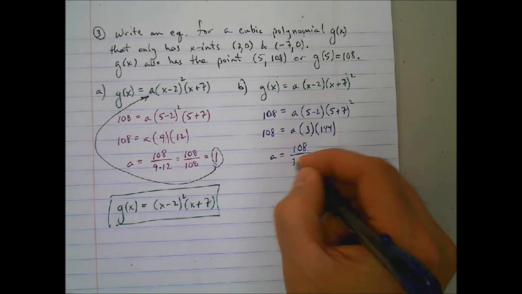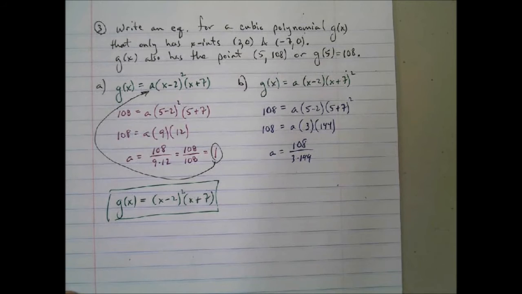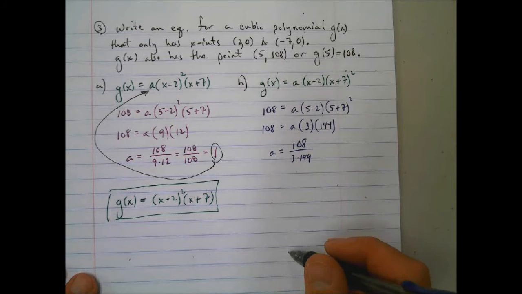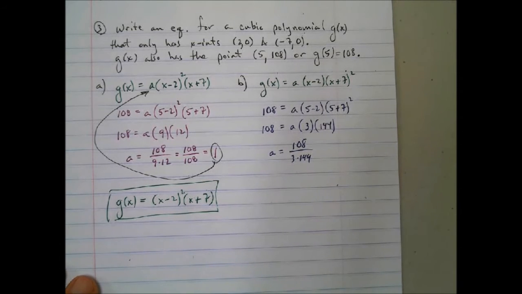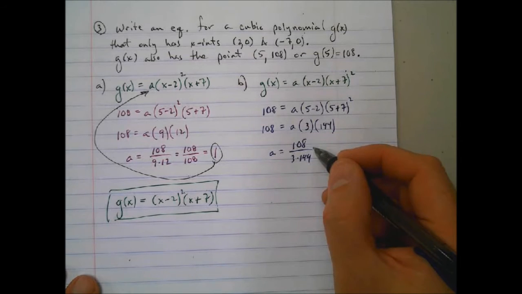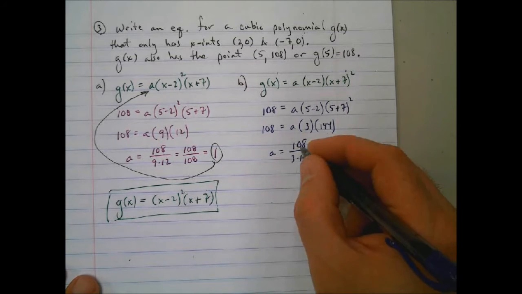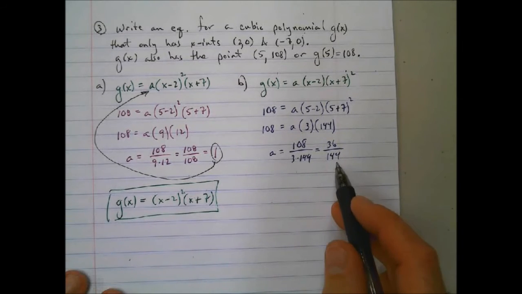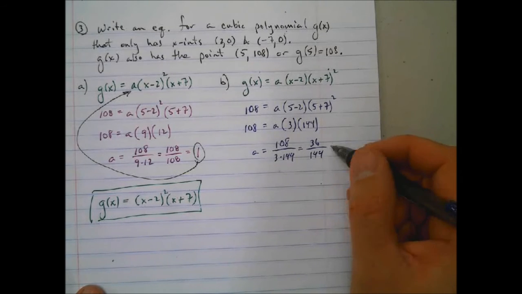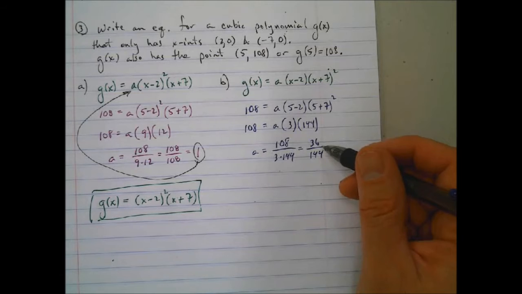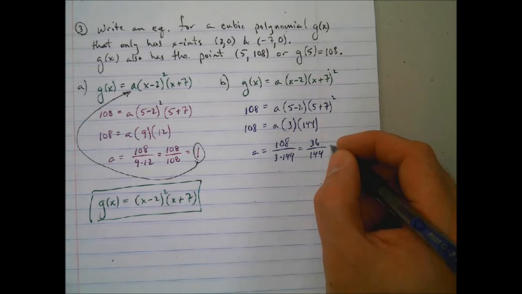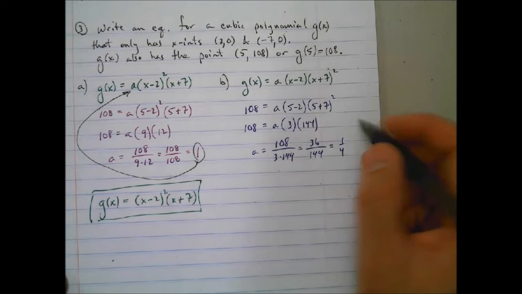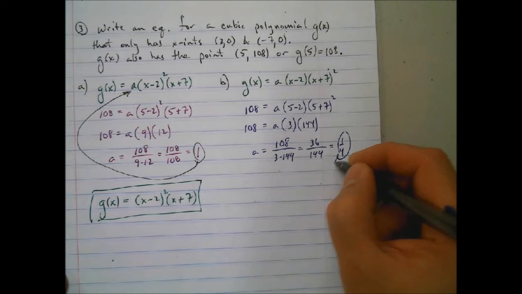Okay, so A is 108 over 3 times 144. So we reduce it. Well, let's see, 3 goes into 108, 36 times. And 36 over 144, we can keep on reducing. Let's see, 36, if I double it, is 72, and if I double that again, is 144. So this is 1/4. You'll have a little calculator to help you reduce.